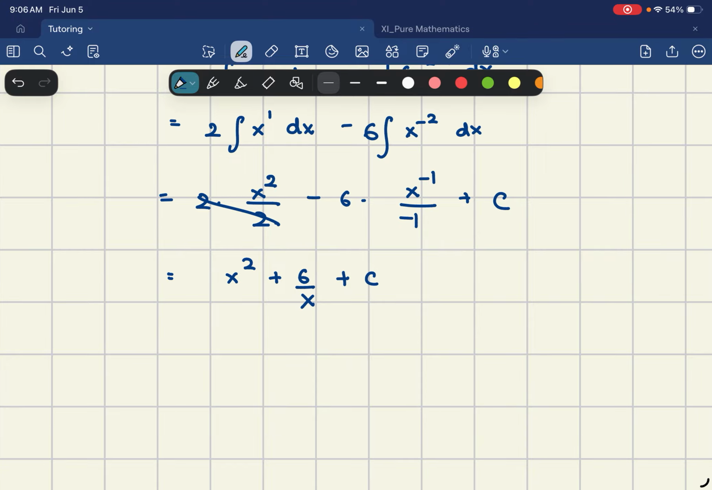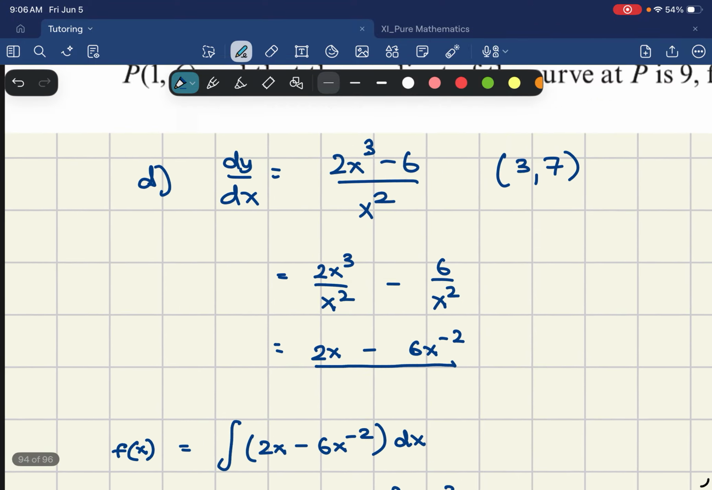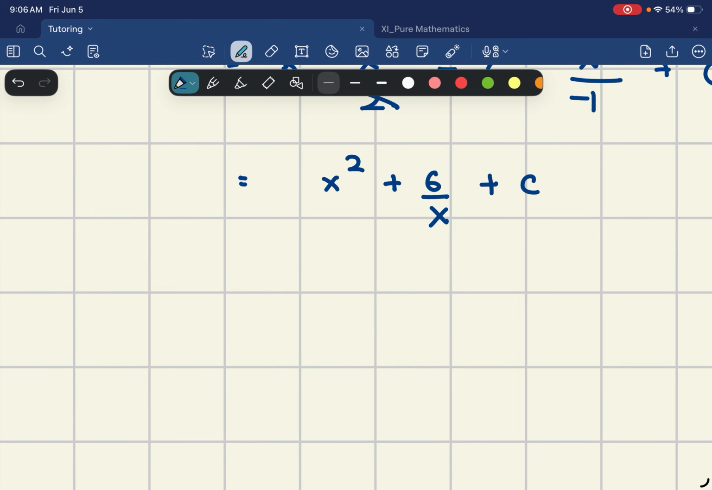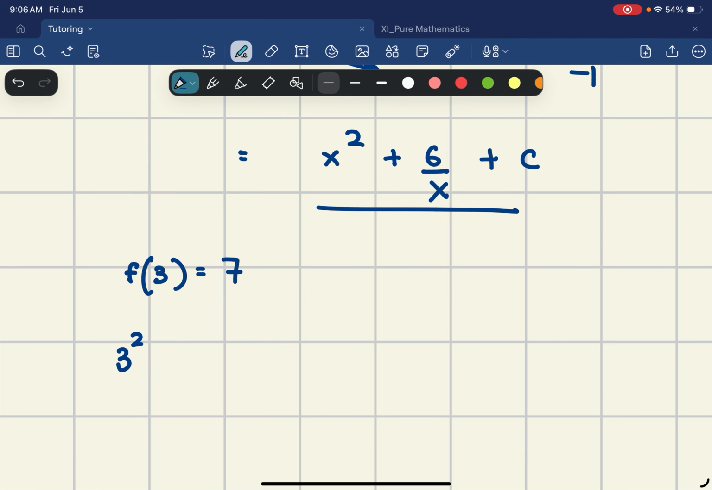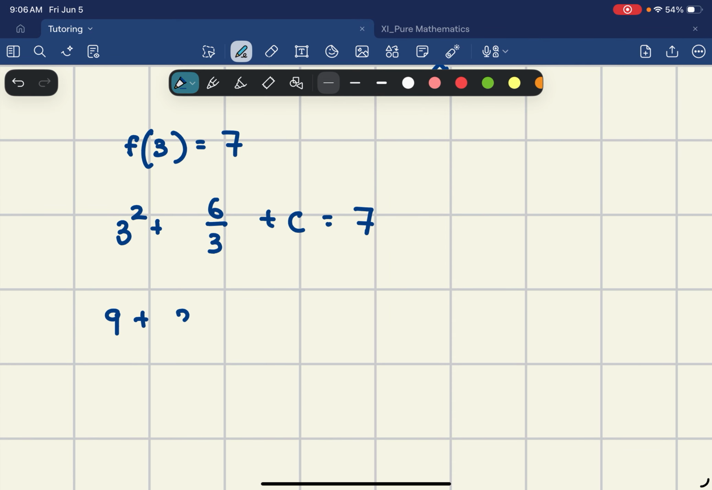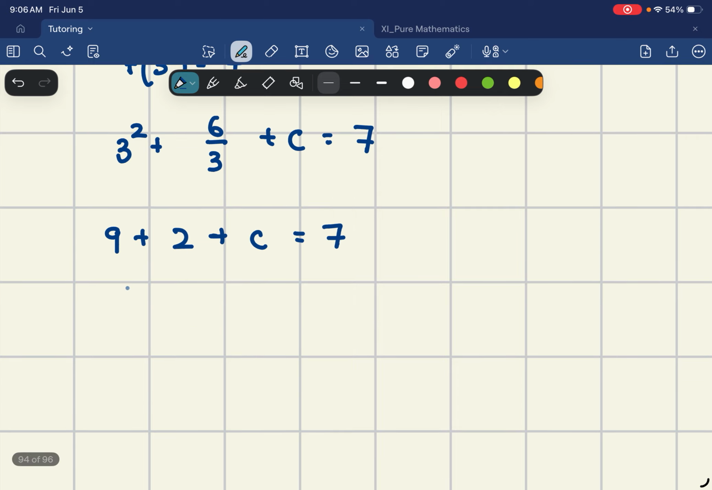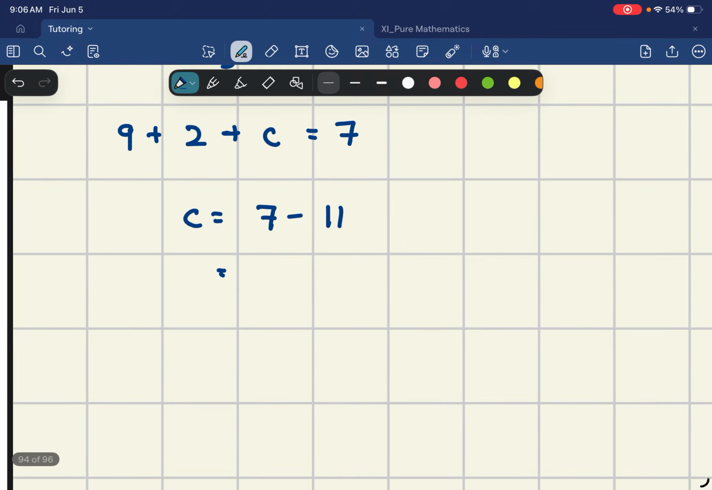And now you can substitute your point. Your point was 3 comma 7. So basically that means that f of 3 is going to give you 7. So you put 3 into this equation. So 3 squared plus 6 over 3 plus c is going to be 7. So that is 9 plus 2 plus c is going to be 7, right? And that is going to be c is equal to 7 minus 11, and that is going to be negative 4.